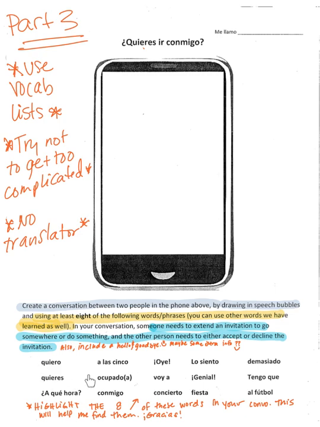And use at least 8 of these words or phrases that are below. Okay, and of course you can use other words and phrases we've learned as well, but I want 8 of these in there. Okay, and then highlight those when they're up in here so I can see them quicker. Okay, all right, so in the conversation, obviously like a hello, goodbye, and then in Spanish, and then someone needs to extend an invitation to go somewhere or do something, and the other person needs to accept or decline. Okay, and if you want to add in some extra info, that might be cool too.